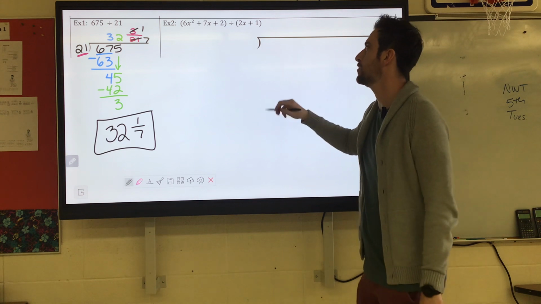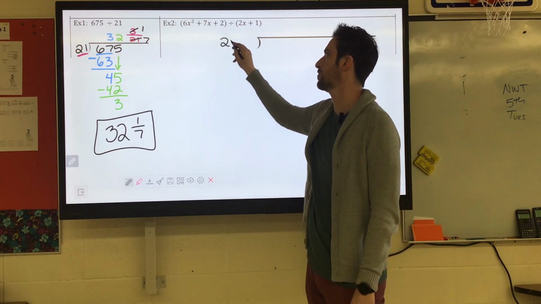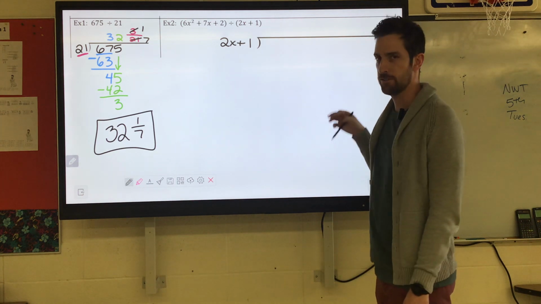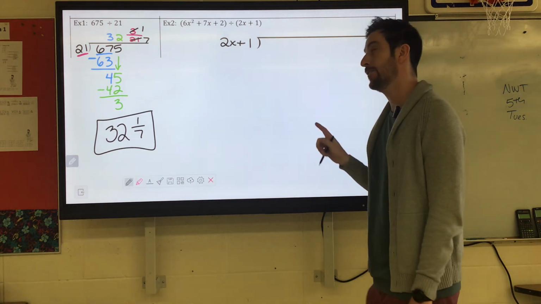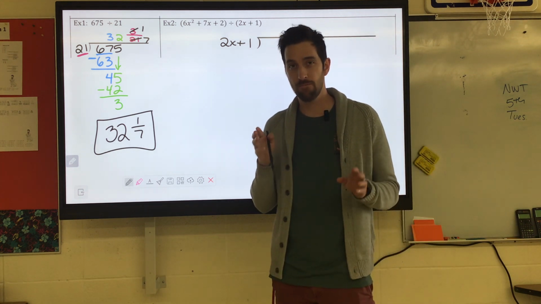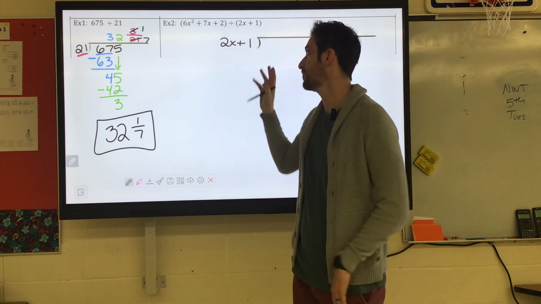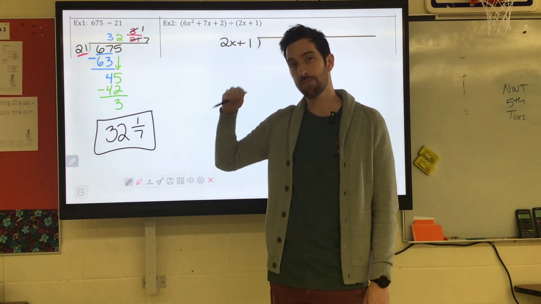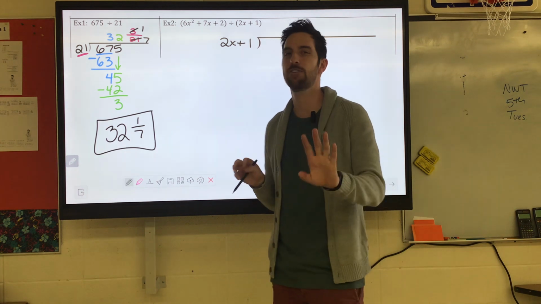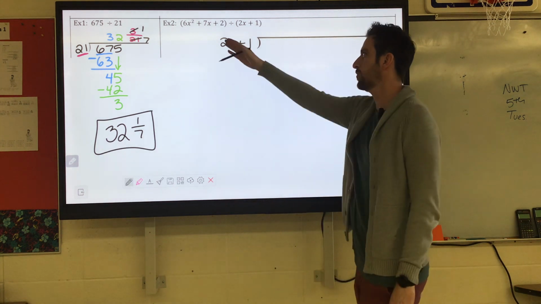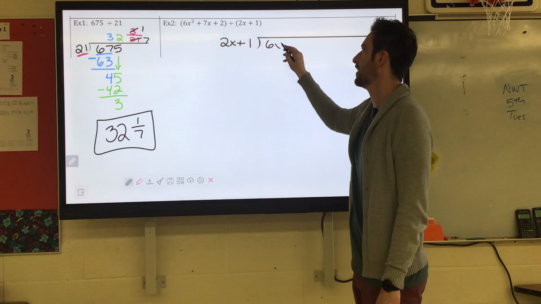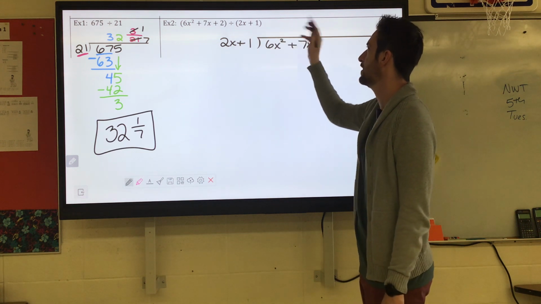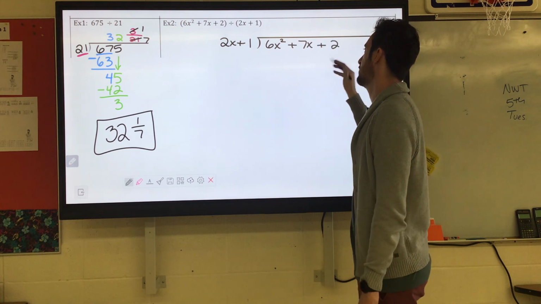Now here we're dividing by 2x plus 1. So I'm going to put the 2x plus 1 over here. And I'm going to write 6x squared plus 7x plus 2 over here. Now it is important, if you are missing one of the degrees, like if that started off 6x to the 3rd, and then the next term was x to the 1st, you would want to put a placeholder for the x to the 2nd. I'll show you that later. But this one, we don't need anything. We have 6x to the 2nd, that's the 2nd degree. We have 7x to the 1st, that's the 1st degree. And then we have 2, that's the 0 degree, that's a constant.